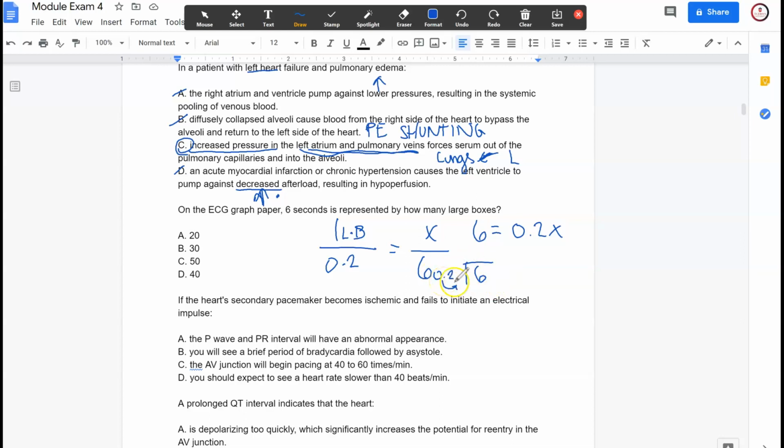Means you move this decimal point over 1. You move the imaginary decimal point over 1. 2 goes into 60 30 times, there's your answer.